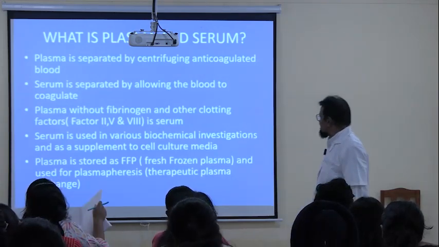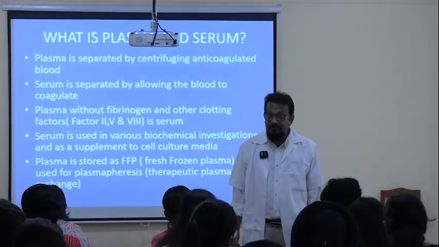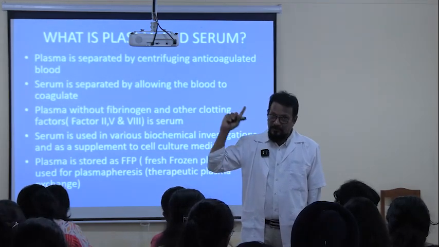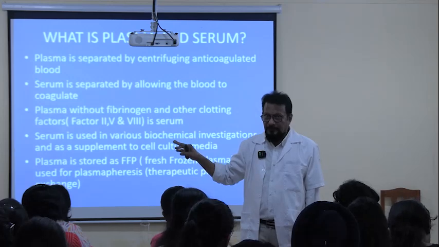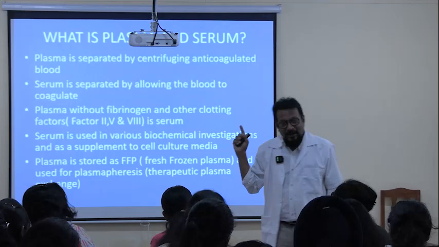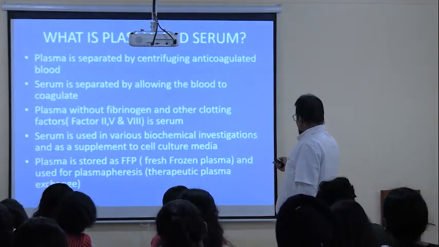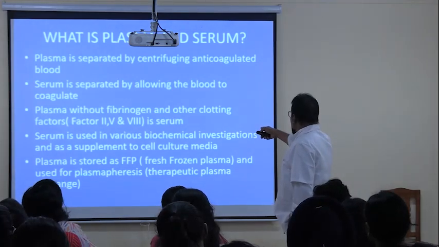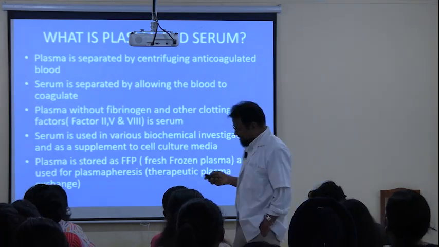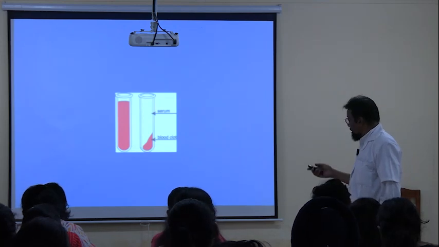Plasma is stored as FFP, fresh frozen plasma. This is required. It has clinical applications. You will be learning, and when the topic comes, I will ask what the use of FFP is, how FFP can help us. Serum is used in various biochemical investigations and as a supplement to cell culture media. So, this is before clot, and this is serum we get after clot.